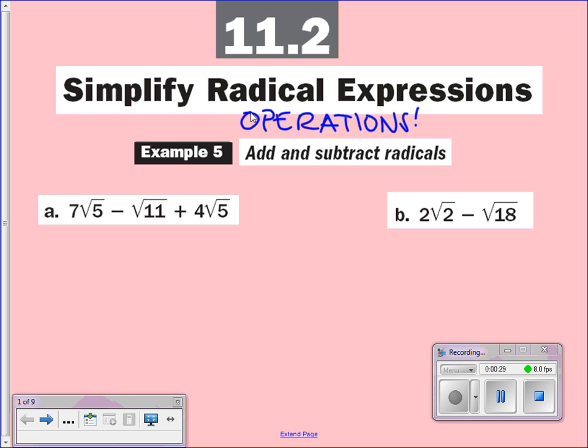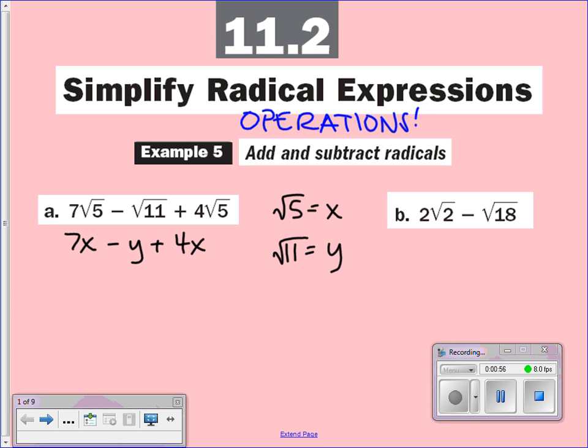If you look at example A, you see that we have 7 times the square root of 5. Well, let's think of the square root of 5 as x. That means this is actually like 7x. Now, I have minus the square root of 11. That is not the same thing as the square root of 5. If I think of the square root of 11 as the variable y, I can write that as minus y. And then I have plus 4 times the square root of 5. Well, the square root of 5 I'm showing as x for right now.